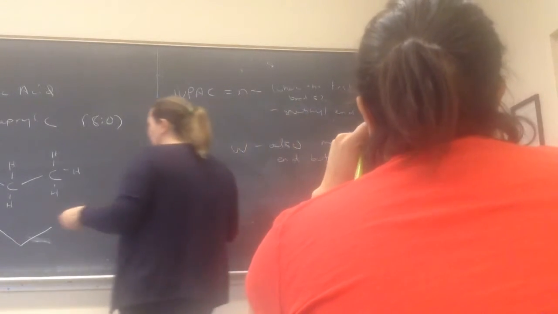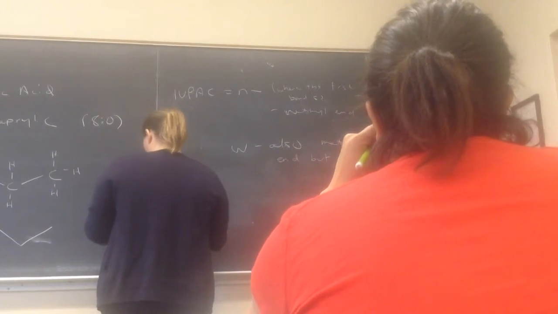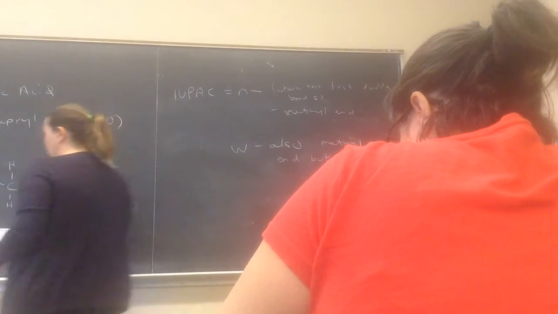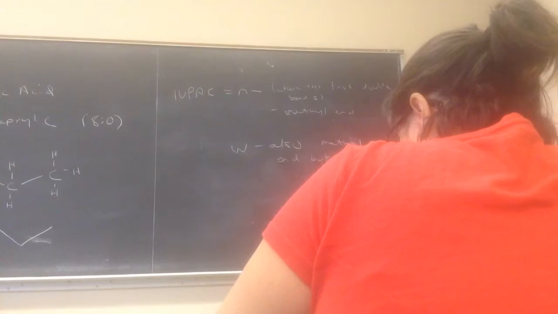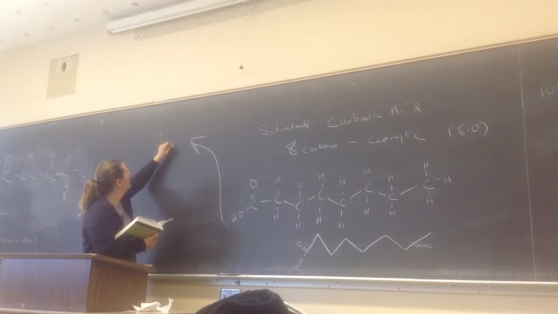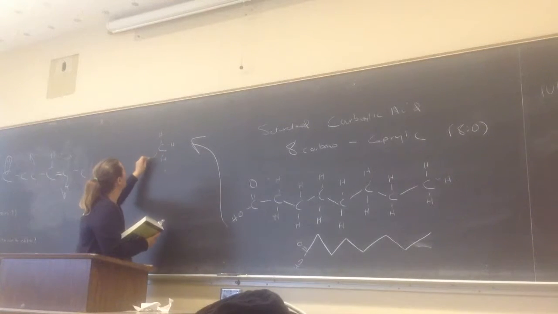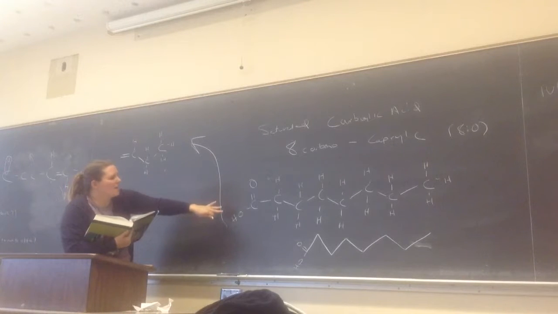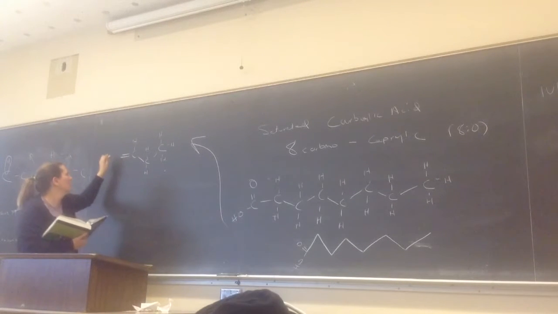Okay, so let's number this molecule. Actually, before we do that, let's put a double bond in it. Okay, so we've got C. Is that the one on the right side that you're doing? I'm just doing the exact same thing. I'm just adding a double bond.